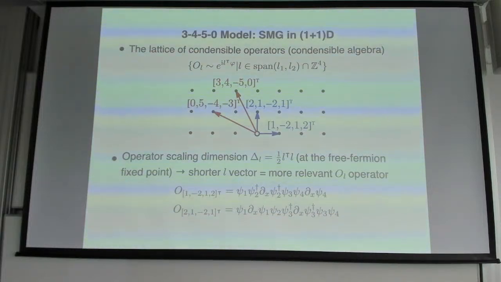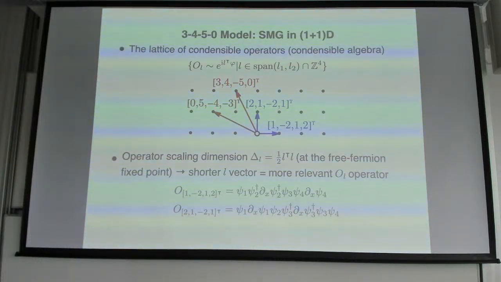And within this condensable algebra, you always wish to drive your system away from the free fermion limit by some operator that is most relevant, right? So on this lattice, every point corresponds to an operator. The operator is specified by its coordinate on the lattice. For example, 3, 4, minus 5, 0 is here.